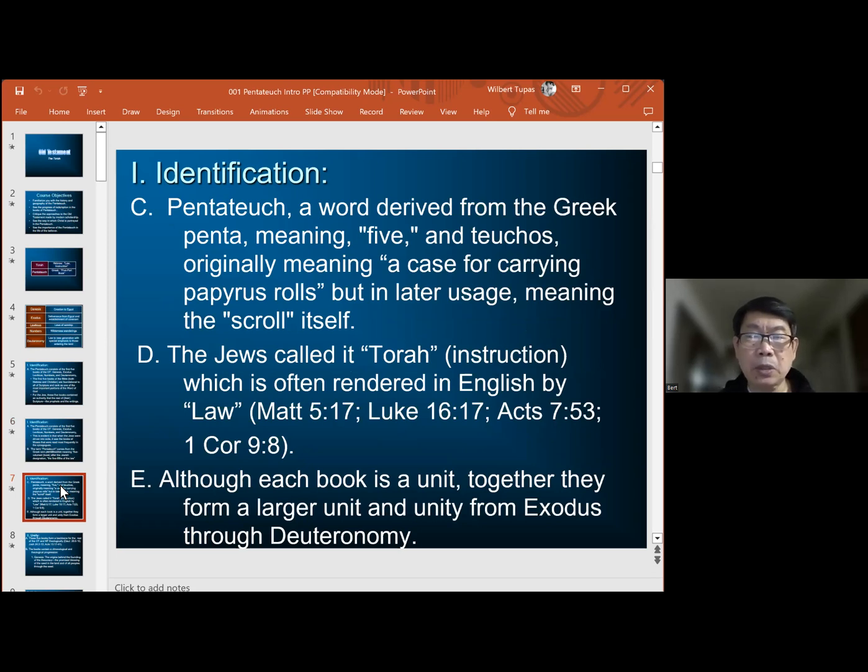So letter C, Pentateuch, word derived from the Greek penta, meaning 5, and teuchos, originally meaning a case for carrying papyrus rolls, but in later usage, meaning the scroll. So the Jews call it Torah, meaning instruction, which is often rendered in English by law, like in Matthew chapter 5, verse 17, and Luke 16:17, the law. Although each book is a unit, together they form a larger unity from Exodus through Deuteronomy.